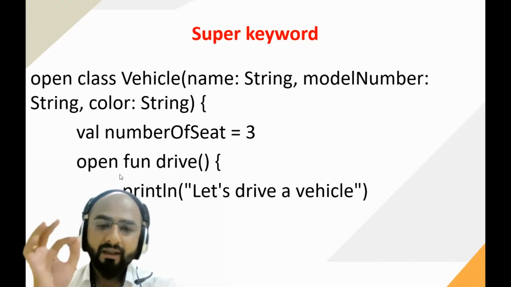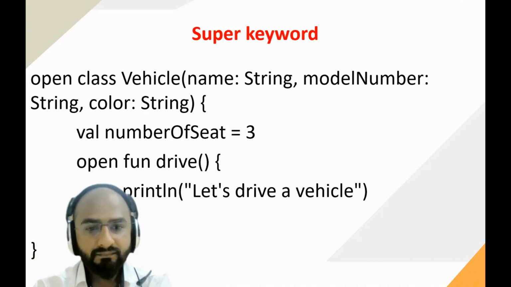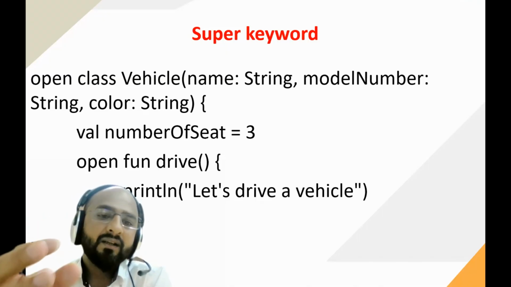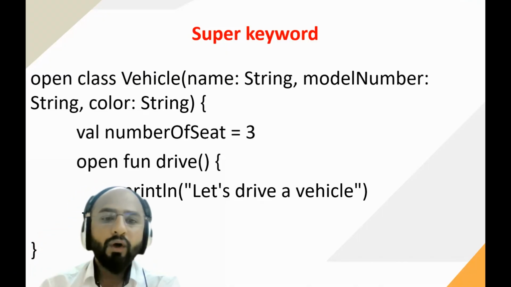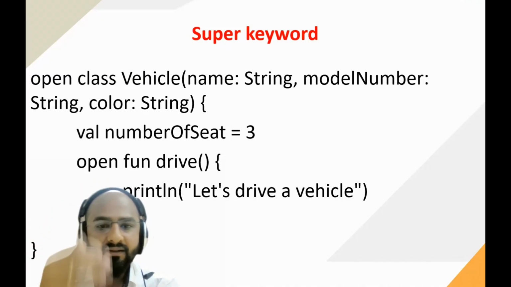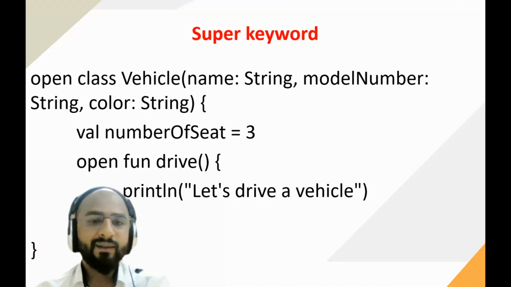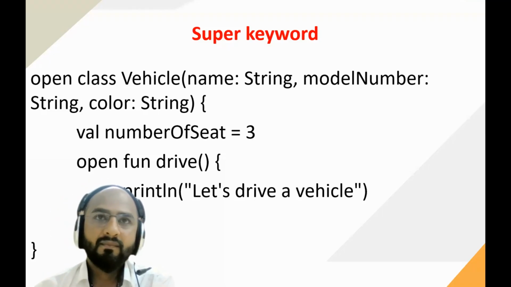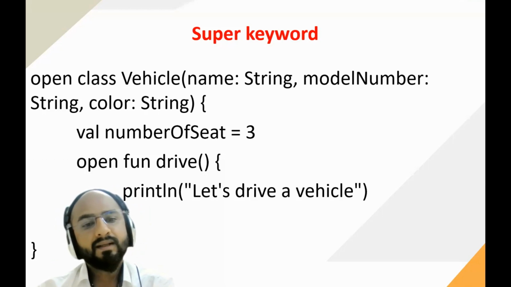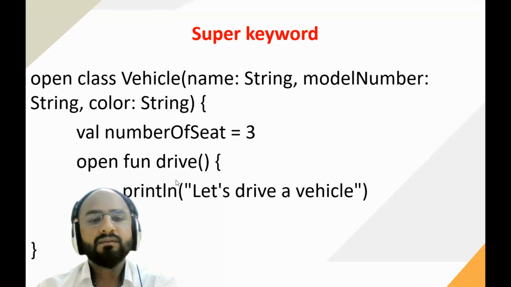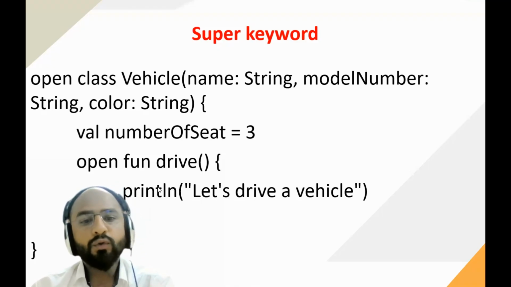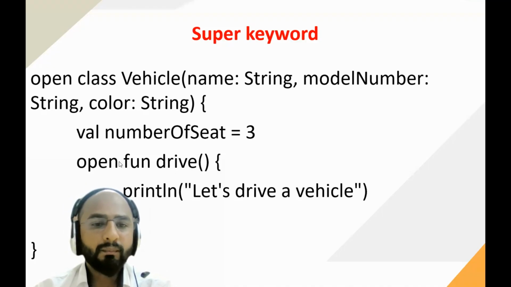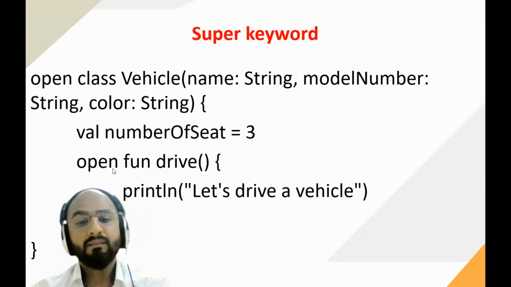In Kotlin, all methods are final by default. Keep this point in your mind also. In Kotlin, all methods will be final by default. If you want to make these methods available to the child class, you need to open that method also. Otherwise, the child cannot access this method by using that object. The child cannot inherit a final method. So if you want to make this drive method inheritable, you need to make that particular method open.